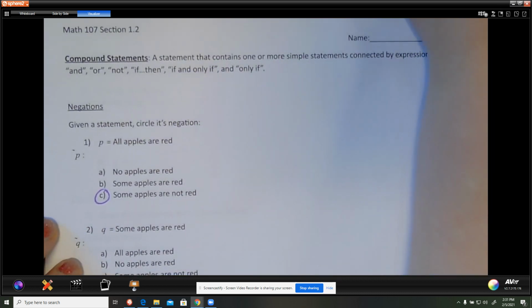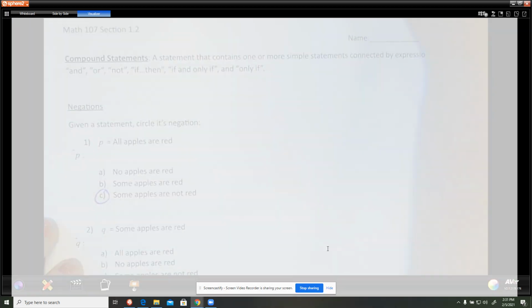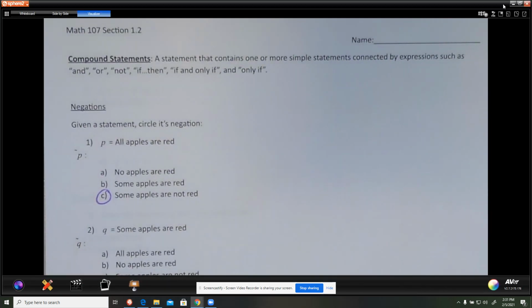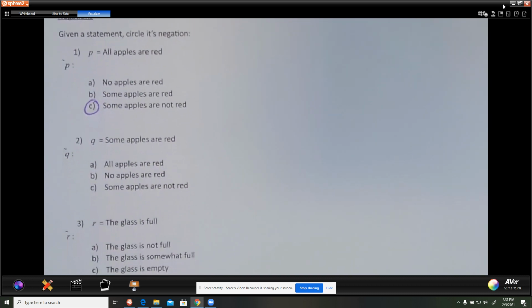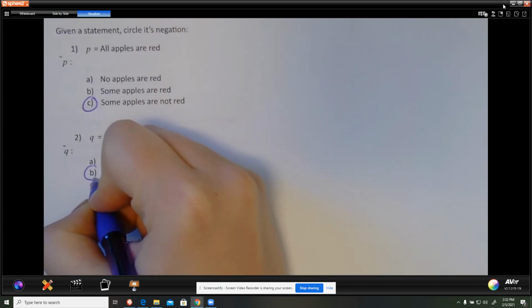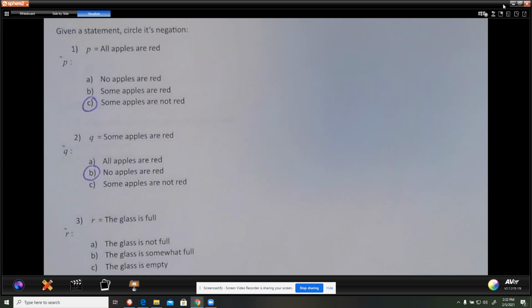Again, this might be a helpful slide to use. Are all apples red? The opposite is some apples are not red. Okay, next one says some apples are red. So the opposite of that would be that no apples are red. So if there are some out there in the world, the opposite is, nope, there are no apples. We cannot prove there's even one.